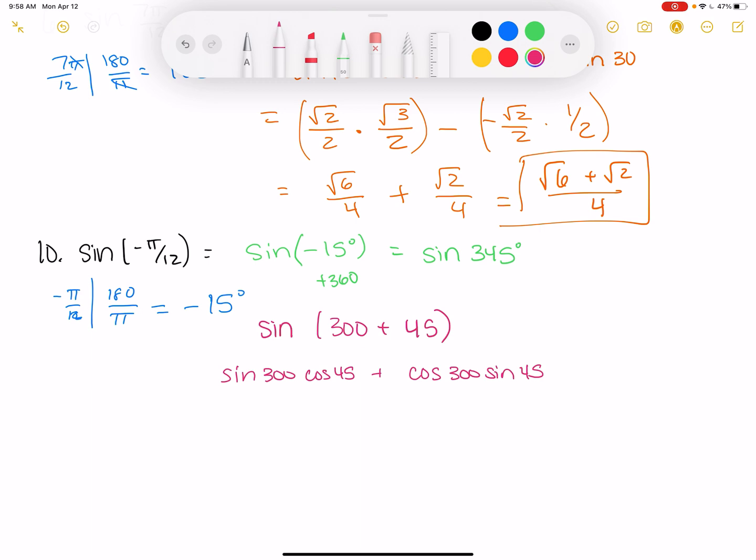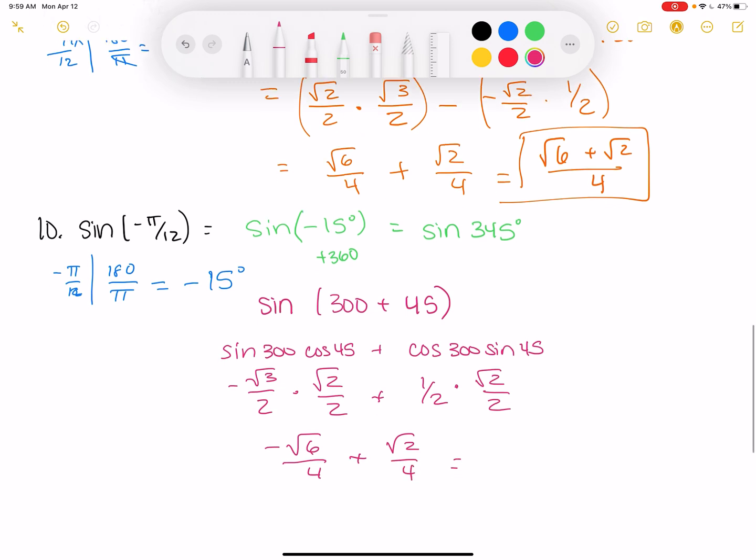Alright, so the sine of 300 is negative root 3 over 2. Cosine of 45 is root 2 over 2. Cosine of 300 is just one half. Sine of 45 is root 2 over 2. So we get negative root 6 over 4 plus root 2 over 4.